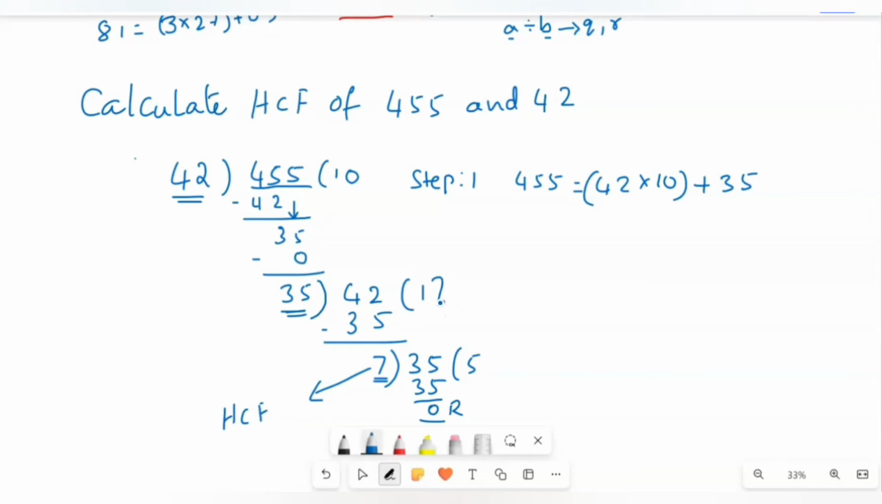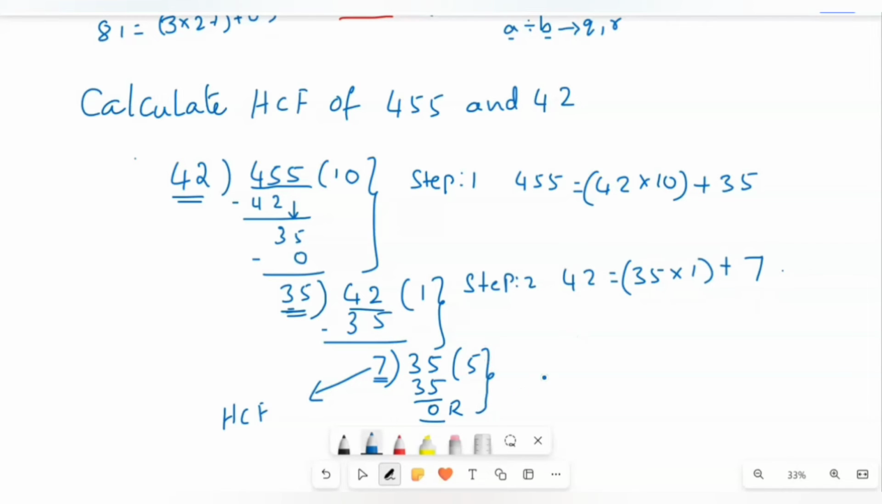Next, this is the first step of division, and this is the second step of division. Step 2. Here the dividend is 42. So 42 is equal to 35 as the divisor, 35 times the quotient 1 plus remainder 7. This is the division lemma applied for the second step of division.